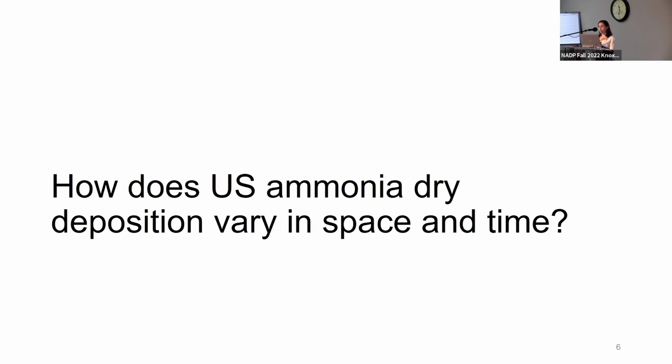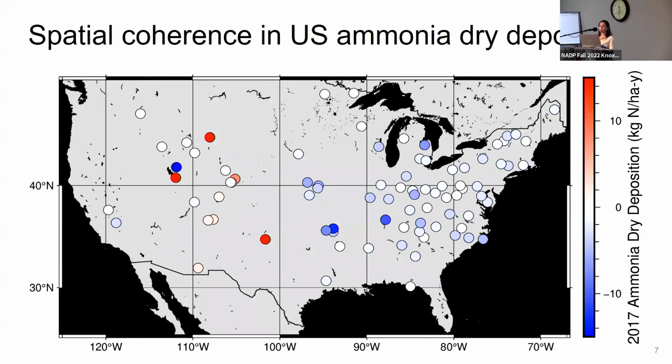Okay, so first, I just want to show at a high level what this framework is suggesting is the spatial distribution of ammonia dry deposition over the United States. Here I'm showing the total simulated ammonia dry deposition across AMON sites for 2017. As I mentioned earlier, ammonia dry deposition is bidirectional, and so negative values here represent a net sink for deposition, and positive values represent a net source.